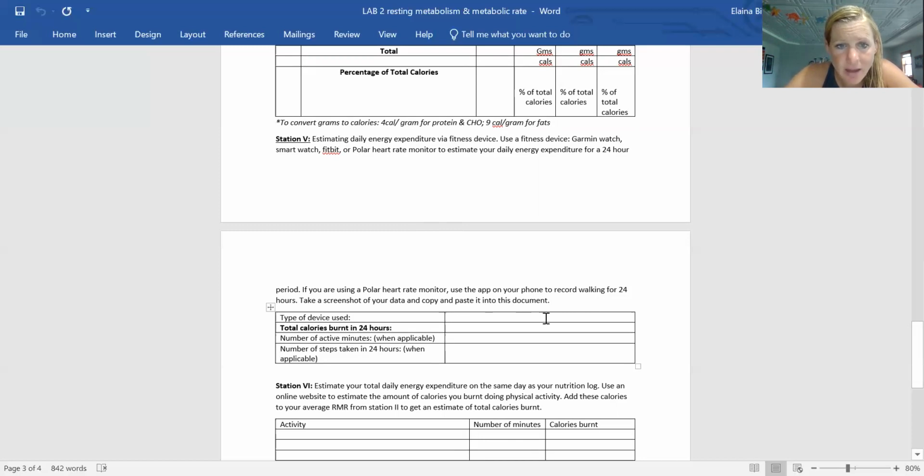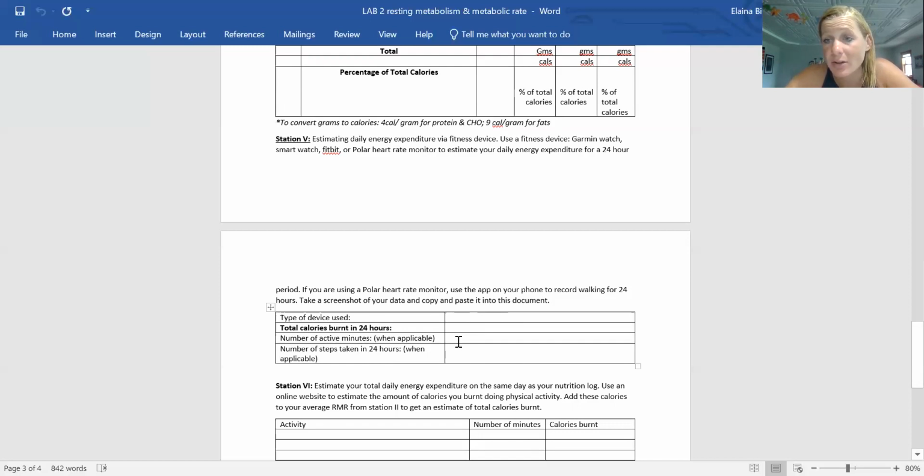Okay. So you're going to incorporate a screenshot of whatever data you have into this document. Screenshot that and then copy and paste it into this assignment. List the device you use and then the total number of calories that it says that you burnt in 24 hours.